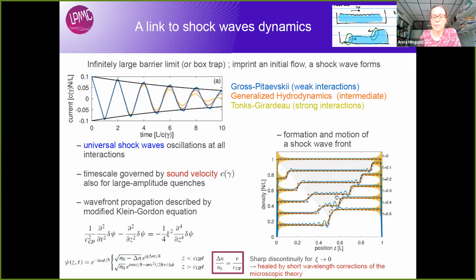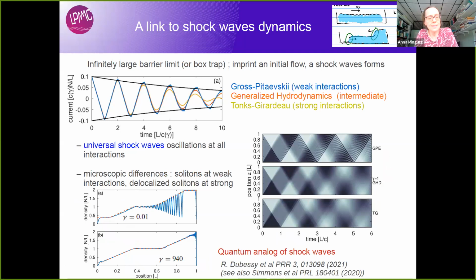Of course, there are also some nice differences in the details of the shape of the wave front. And this is shown here in the bottom left panel, where we see the solution at weak interaction and the solution at very strong interactions. At weak interaction, as I anticipated, we see a soliton train in front of the wave front, while at strong interaction, we don't see solitons, but we interpret it, in fact, as being delocalized solitons.